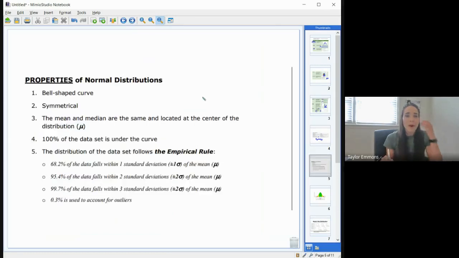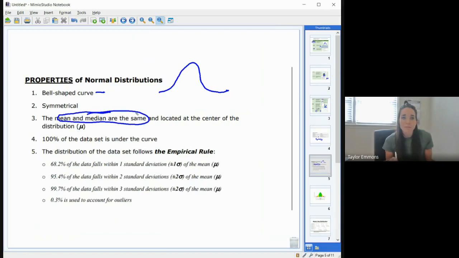So that was some of the vocab. Properties of normal distribution. Again, bell-shaped curve. That means that it's going to have that curvature. It's going to be symmetrical. That means it's going to be even on both sides. And the mean and the median are the same. I would remember that phrase or that sentence. Okay. And located at the center of the distribution means it's going to be right smack dab in the middle. And 100% of the data is under the curve.